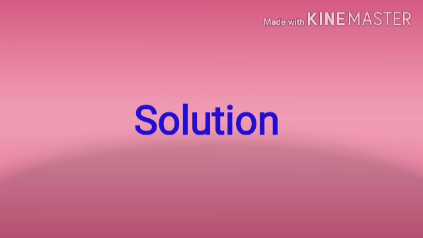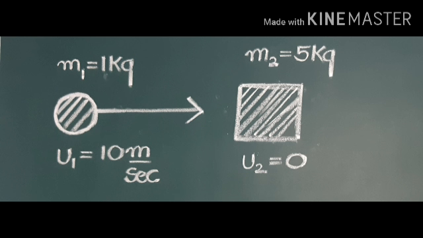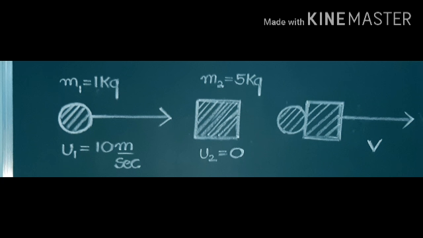And now, the solution. Mass 1 kg is moving with initial velocity 10 meter per second. It collides with a wooden block of 5 kg which is in rest position. Stationary means rest position, so its initial velocity is 0. After collision, both are moving together, so both have a common velocity v.